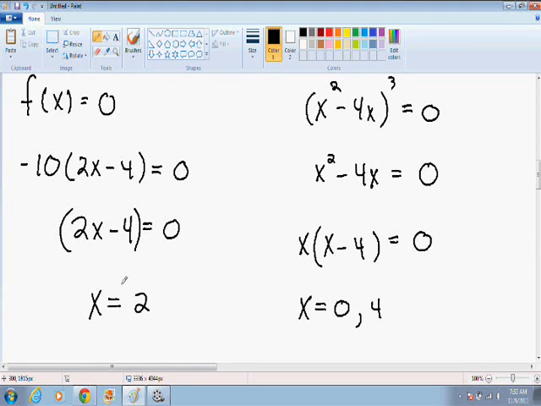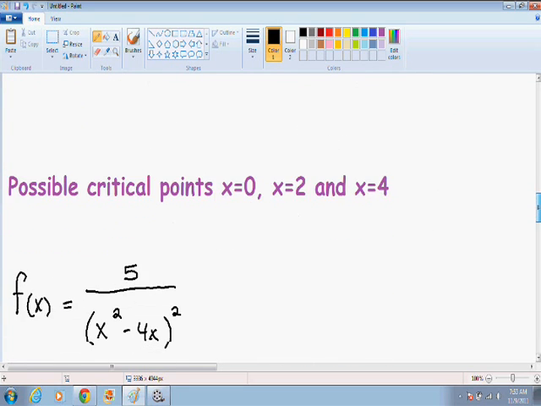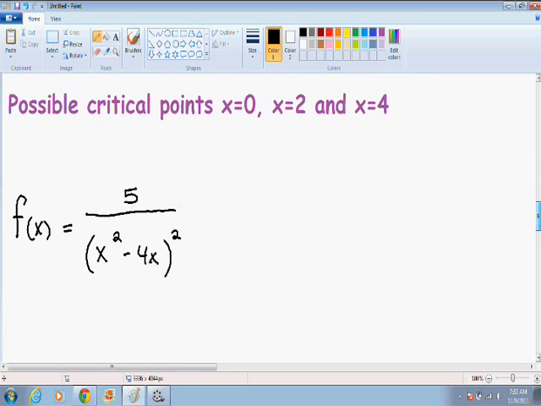So now we have 3 possible critical points. We have a possible critical point at x equals 2, a possible critical point at x equals 0, and a possible critical point at x equals 4. I'm going to write this down for you in purple on the bottom. We have possible critical points at x equals 0, x equals 2, and x equals 4. Remember, they're only critical points if they're in the domain of the original function. So let's plug them in to the original function just to make sure that they're really critical points.